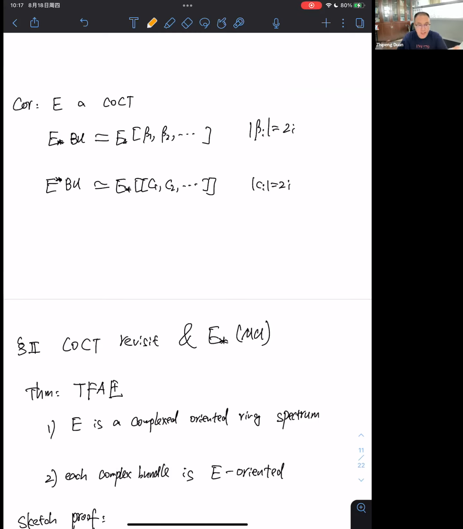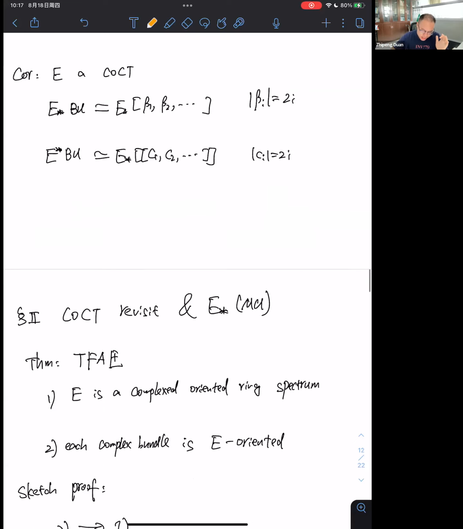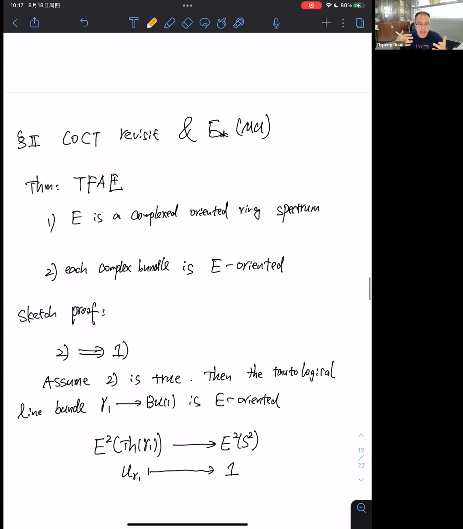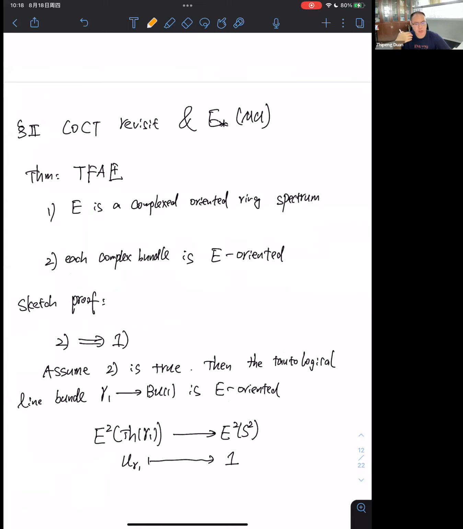This part is mainly about the calculations, so it's a little bit technical. But for the next two parts, we will apply the calculation results to see some conceptual things. So in the second part, the title is complex orientation revisited and the generalized homology of the complex cobordism spectrum MU.